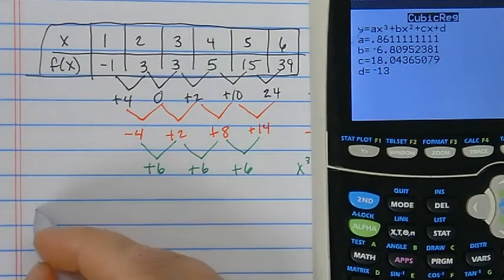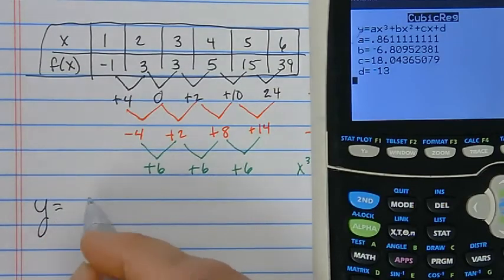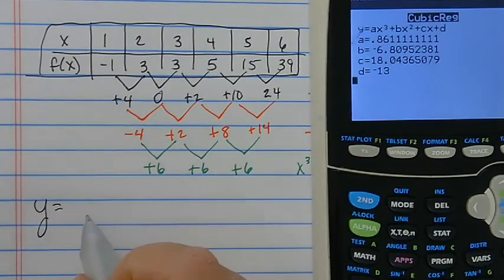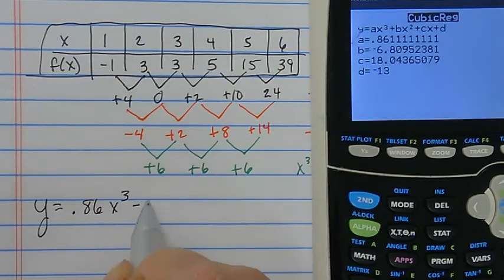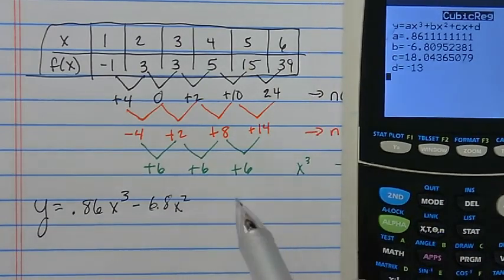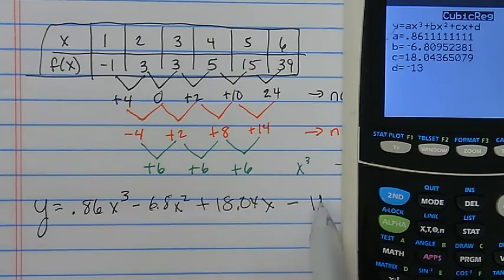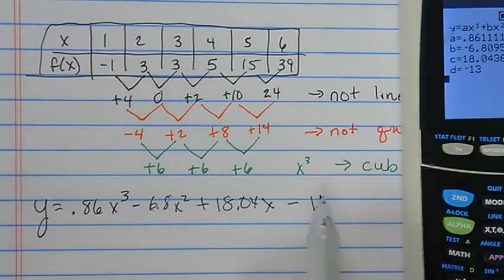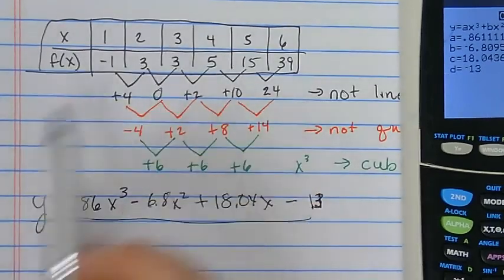So I can get the cubic of best fit by putting 0.86x cubed minus 6.8x squared plus 18.04x minus 13. And that would give me my cubic formula for this particular set of data.